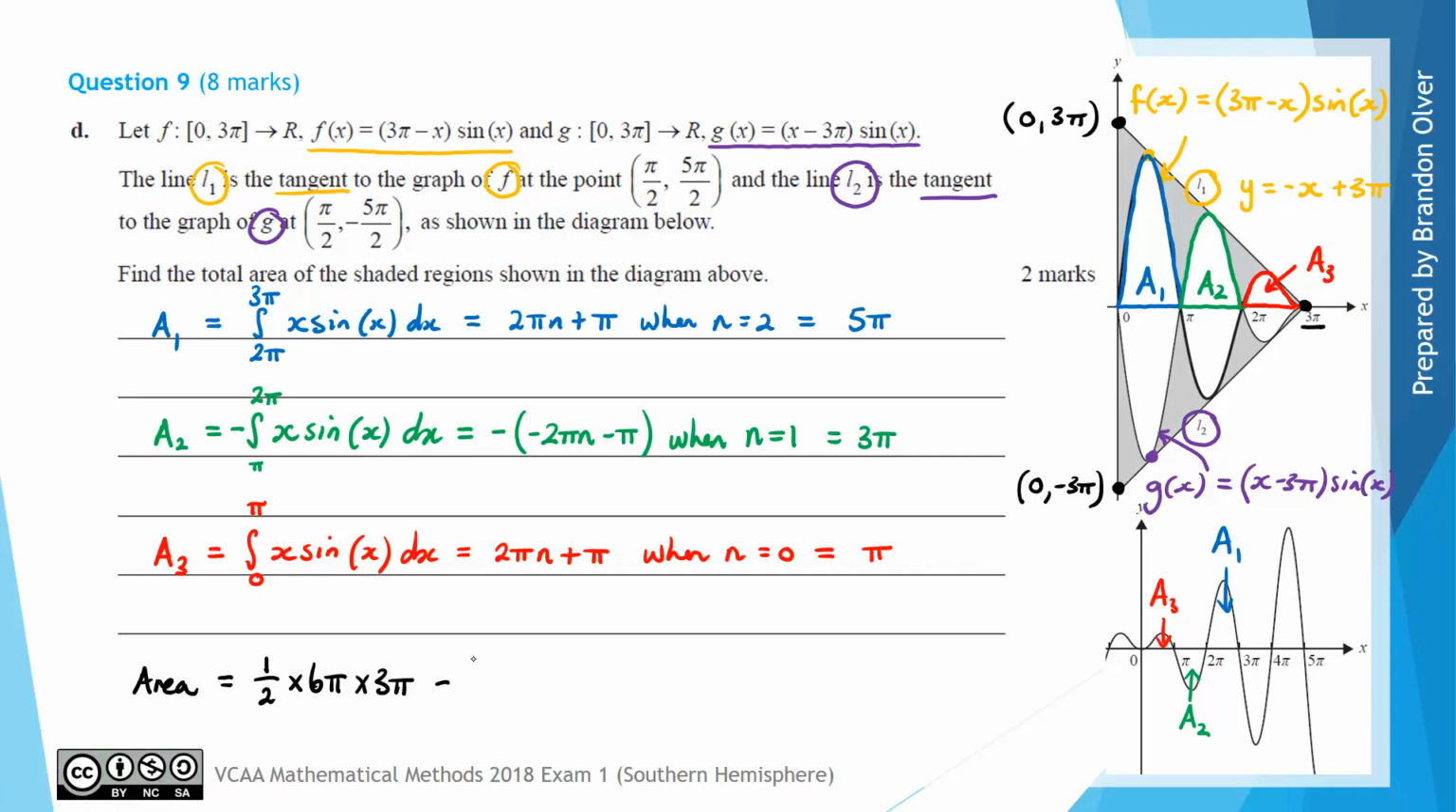And then we're going to subtract away from that 2 lots of the area A1, which is 2 lots of 5 pi, 2 lots of the area of A2, which is 2 times 3 pi, and we also need to remove 2 lots of the A3 area, which is just pi. So that is going to equal, and we're going to simplify it all in one step. So a half times 6 pi times 3 pi gives 9 pi squared. And then we're going to subtract away from that 2 times 5 pi is 10 pi, plus 6 pi plus 2 pi is 18 pi. So that is the answer to part D of this question.